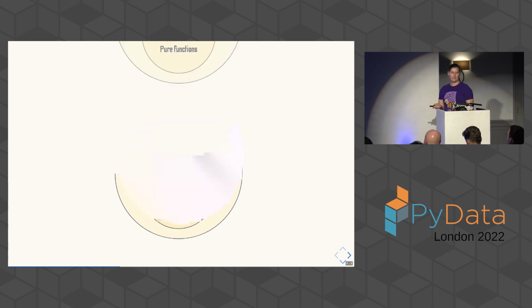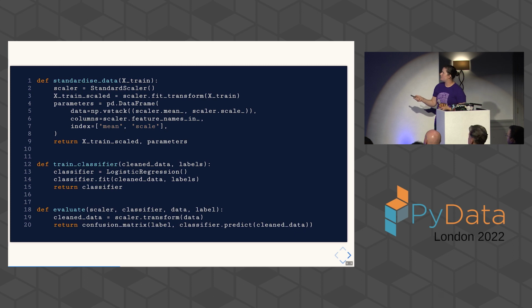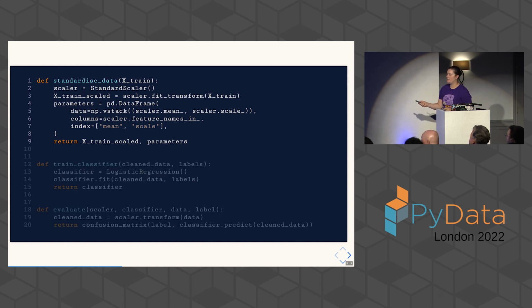Let's see an example. I've taken, again, the same three things we've seen from the initial script. I've got standardize data here, and now it's rewritten as a pure function. I take some pandas data frame, already instantiated. I create a scaler from scikit-learn's library, I fit the scaler, and I return the parameters of the scaler and the scaled data. And as you see, given that the scaler is deterministic, every time I give the same input, I'll get the same output, and I've got no side effects.